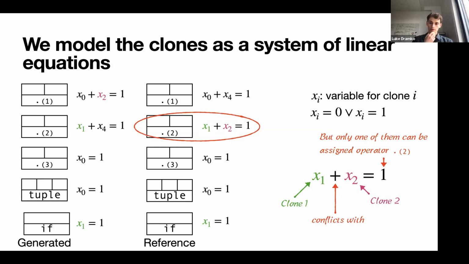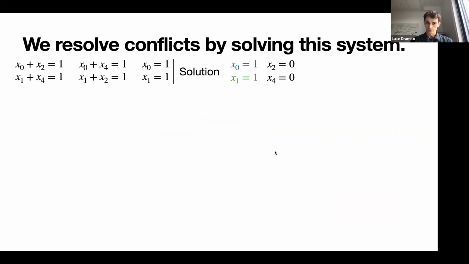And a way to generate these equations is, for every operator, if a clone contains that operator, you add that clone's variable to the corresponding equation. So you have one equation for every operator. That's how I've organized them here. And then you get this nice system of linear equations. Then if you solve this system, you can resolve the conflicts. If you plug in the numbers and do some substitution, the solution is this.